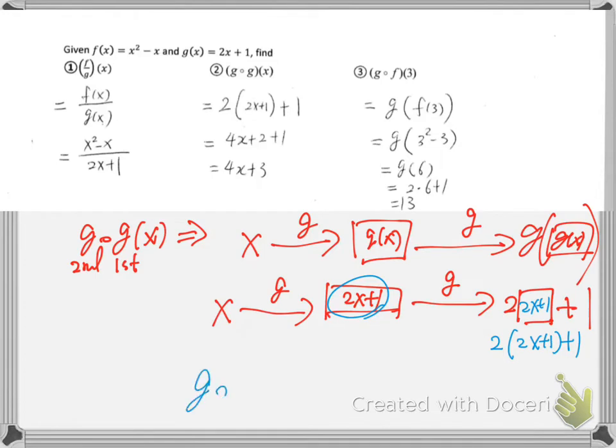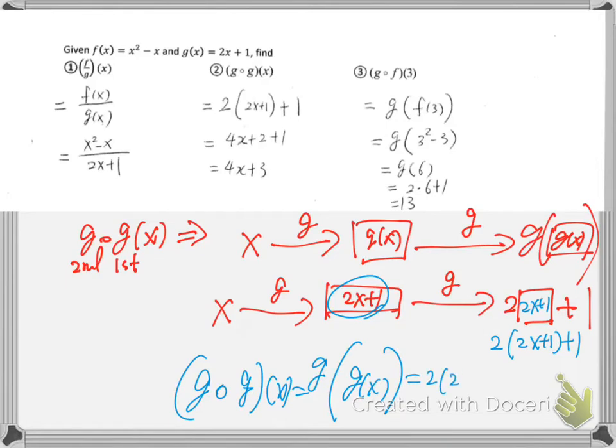Okay, so g compose g of x is, first we apply g to x, and then we apply g again to g of x. So this is 2 times (2x plus 1) plus 1. So by distribution, this is 4x plus 2, plus 1, which is 4x plus 3. Okay, 4x plus 3. So this is the composition. We apply one function and then we apply another function.